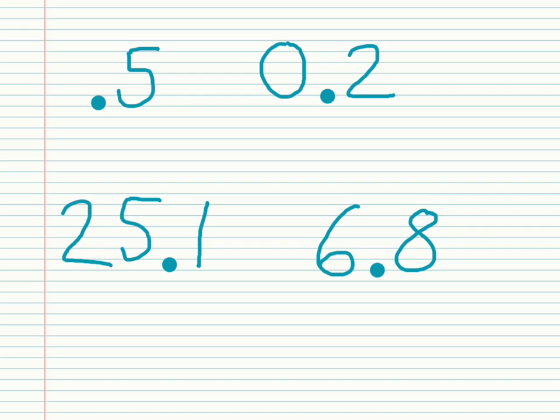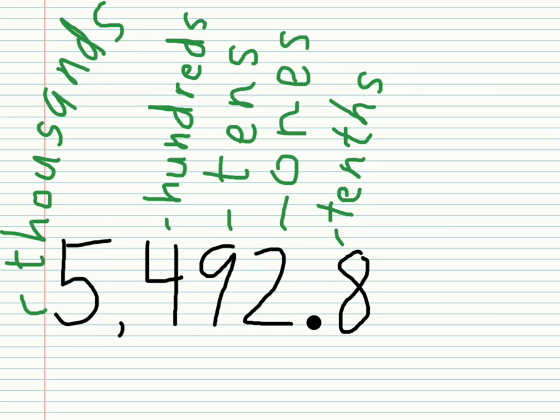So take a look at these numbers and I'll show you how to read them. Here we have 5 tenths, 2 tenths. The 0 you can ignore because it's 0. Just 2 tenths is fine. 25 and 1/10. Try this one on your own. It is 6 and 8/10. So over here we have 5,492 and 8/10.